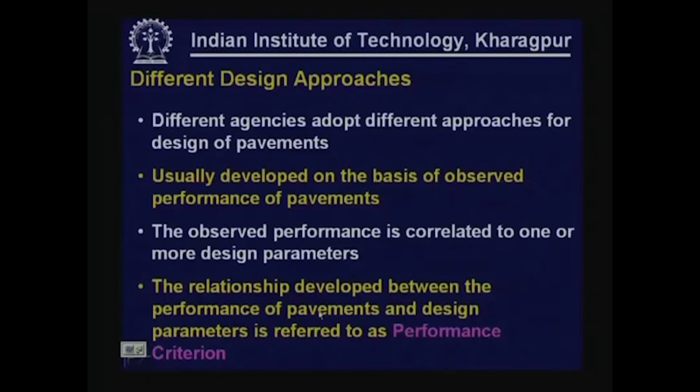So, all these things will have to be taken into account, and then whatever are the important parameters that are to be selected, the performance has to be correlated to these important parameters. The relationship developed between the performance of the pavements and the design parameters that were selected, we have to select what are the important design parameters that have a great deal of bearing on the performance of the pavements. So, the performance has to be correlated to the design parameters. That correlation is called the performance criterion.